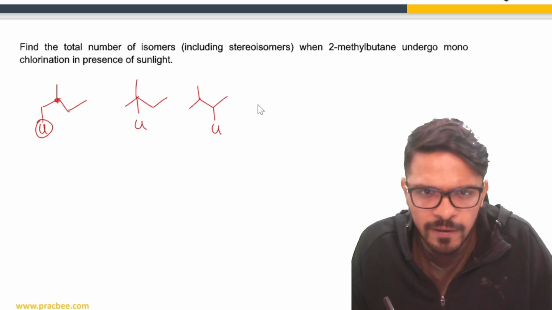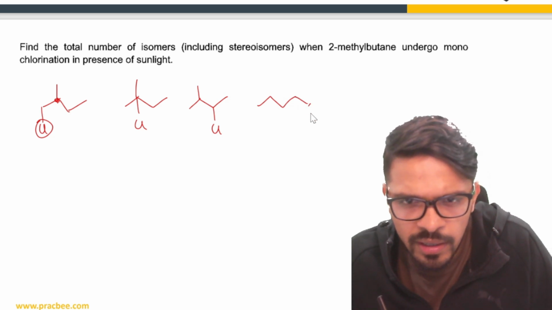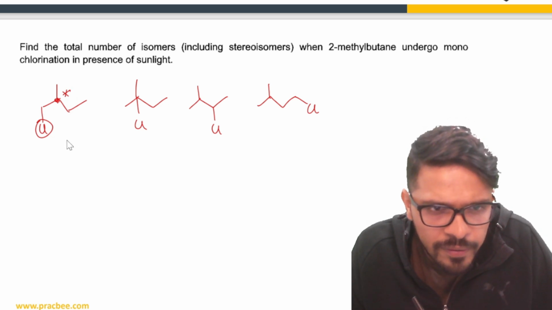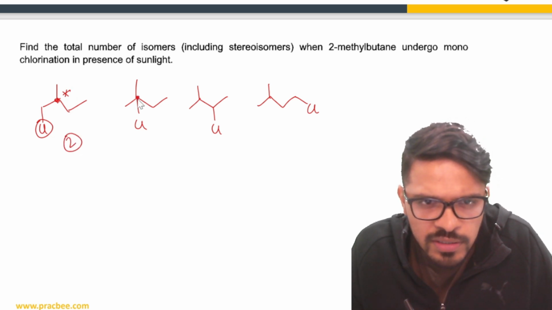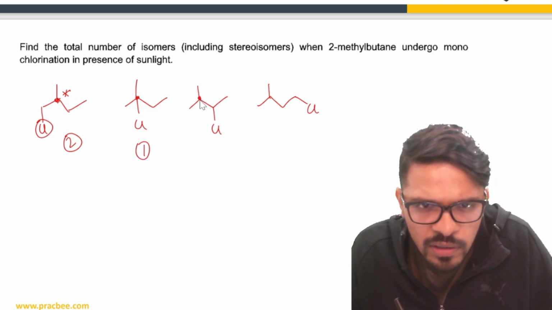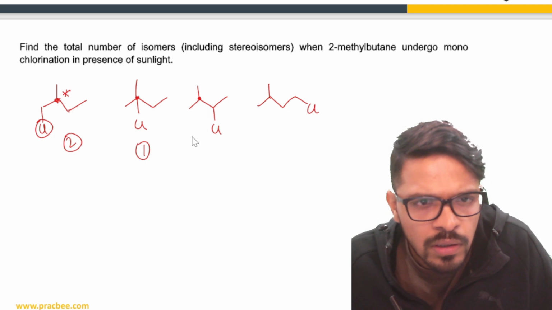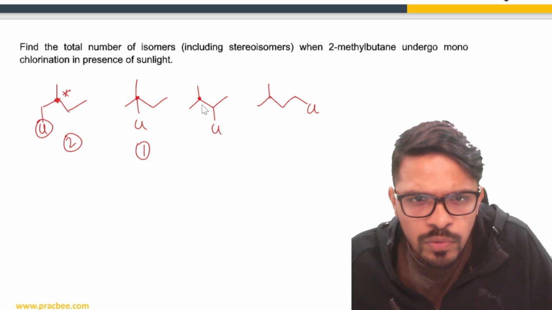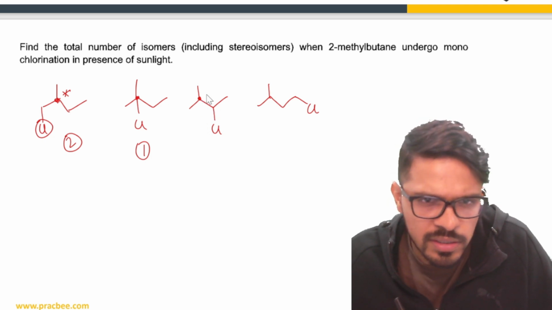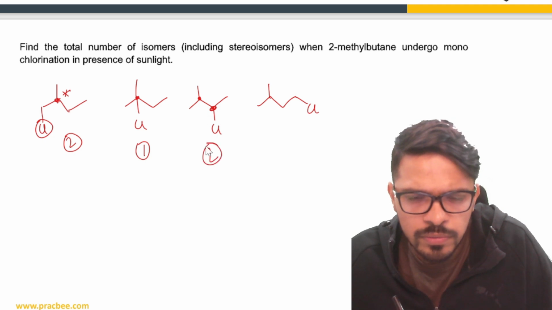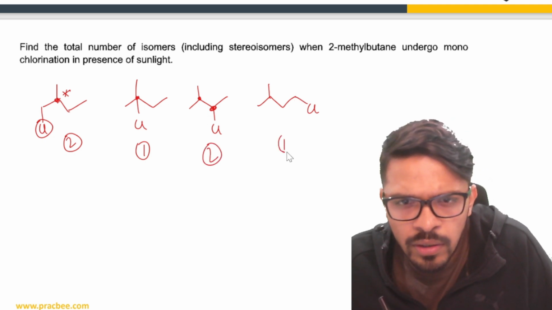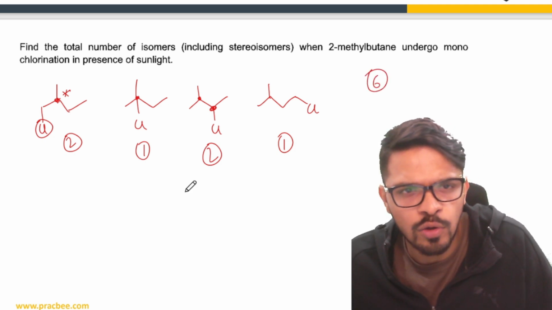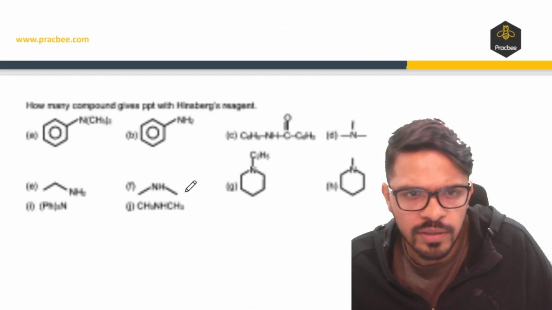Next I am adding chlorine here, and finally I am adding chlorine here. So this carbon is optically active. So there will be two forms of this. This is optically inactive, one form of this. This is inactive, this is active, right? So this is 2. Here no carbon is optically active, so total 6 stereoisomers, total 6 products we will get on monochlorination of 2-methyl-butane.